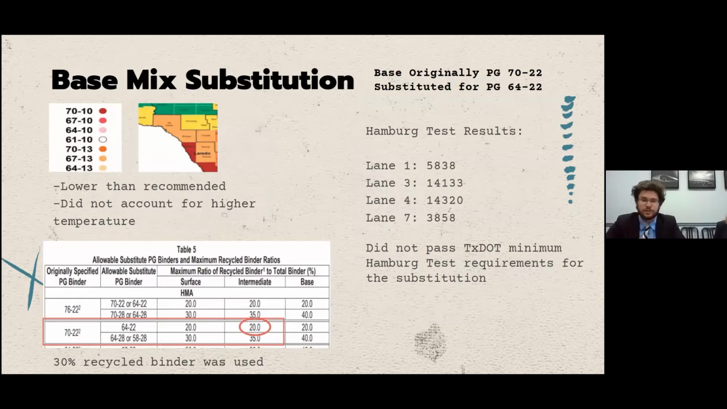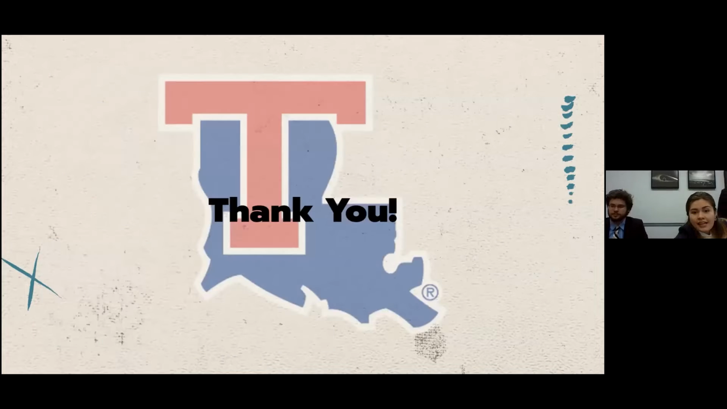From TxDOT, we can also see that the specified maximum recycled binder ratio for this substitution was 20%, and we could see from the mix design that they actually used 30%. So this could have also caused failure. Another thing is that when you make a substitution like this, normally you're supposed to pass the minimum Hamburg test requirements for the original base mix. For us, it was 15,000 passes. As you can see by these numbers, none of them even got to 15,000. All of these things make us think that it was a poor substitution and that it could have been one of the main causes for the rutting. So that's all that we have.